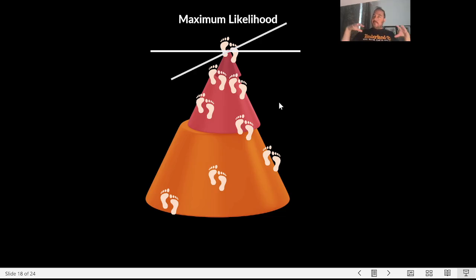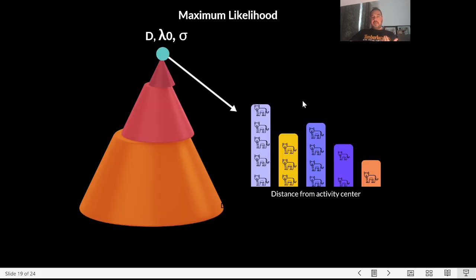So that is more or less the principle of maximum likelihood: find the best value fitting the model, given our data. And these are density, then the probability, and sigma, which is the activity center.